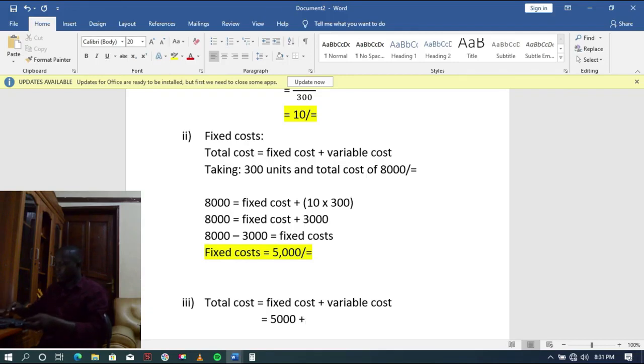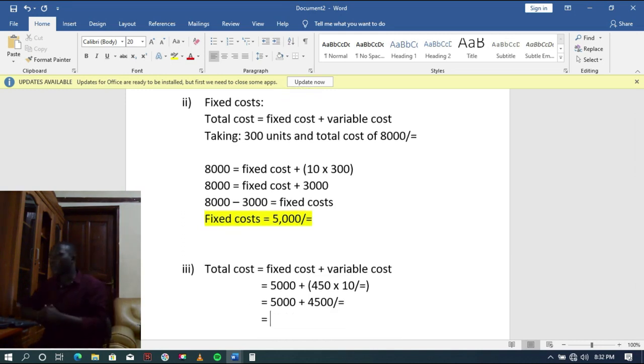Then now we can get to part 3. Part 3 says we estimate the total cost when output is 450 units.